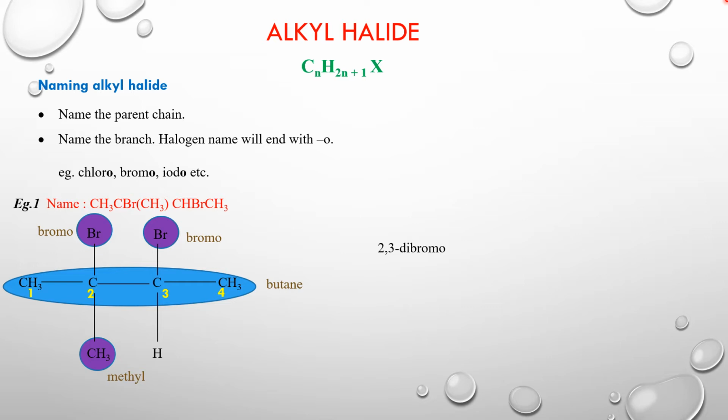2,3-dibromo. Then you can see that there is a methyl group on carbon 2. Now you have to follow alphabetical order. B comes before M. That's why bromo is written first. Then you write the branch 2-methyl. The letter, okay, so you can see there is an alphabet O and there is a number. They are separated by a hyphen, a dash. And then you put the parent name, which is butane. So this structure is 2,3-dibromo 2-methyl butane. This is how you name alkyl halides.